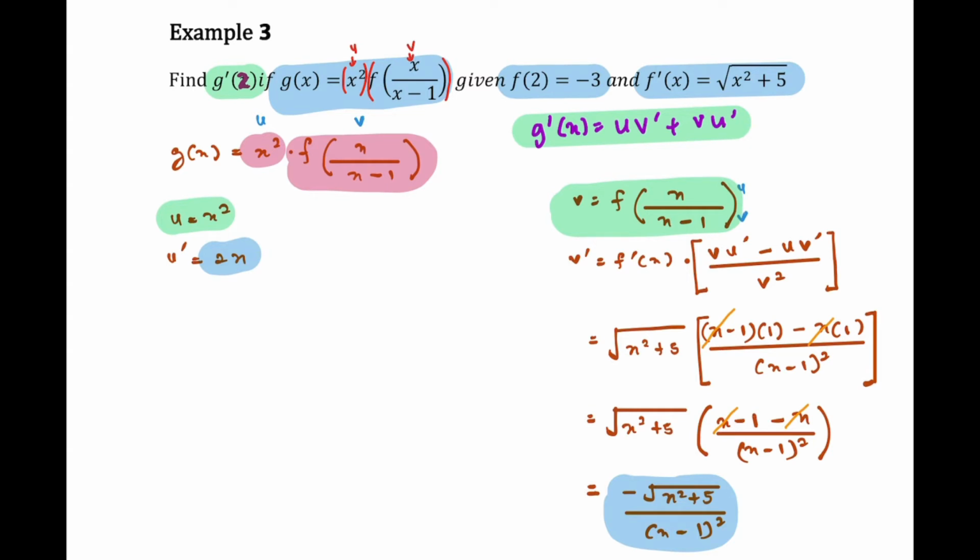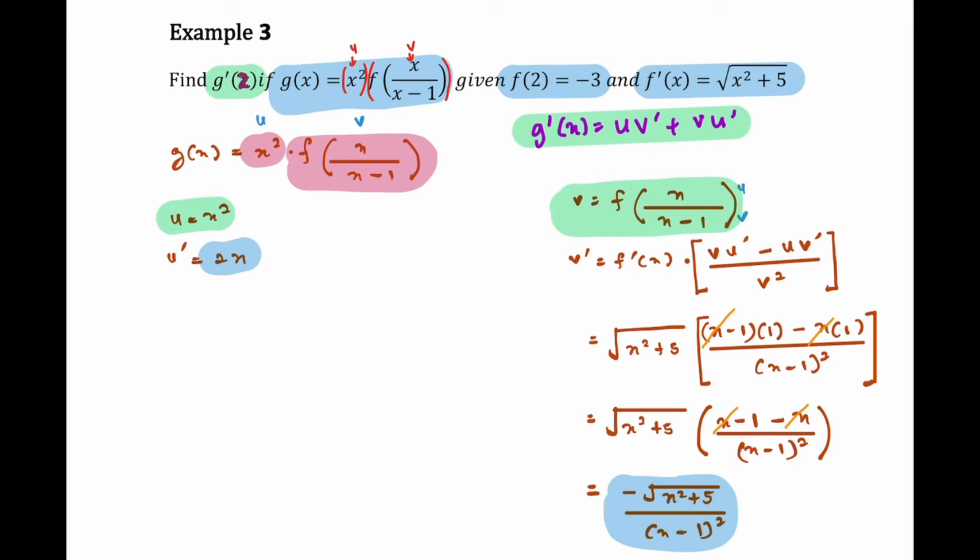Then let's rewrite our v. Our v is the function f in brackets x over x minus 1. To differentiate this, you need to use chain rule. So v prime: differentiate the outside first, which is f prime, and then further differentiate the inside function. So this is a quotient rule, u over v.